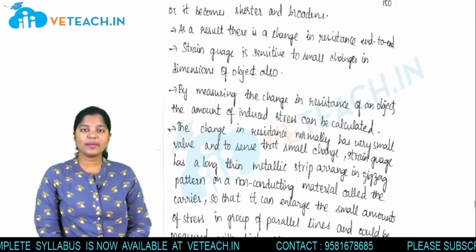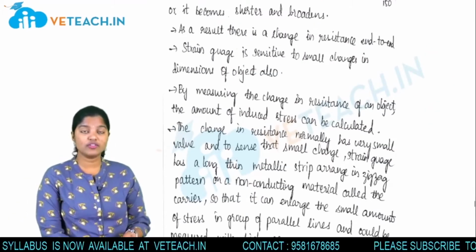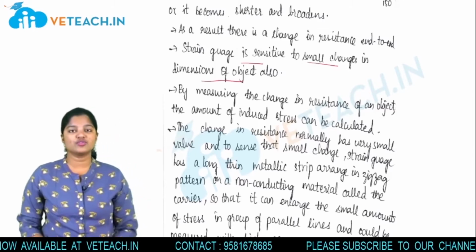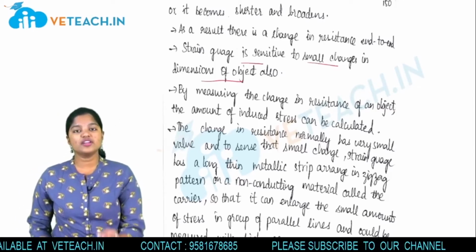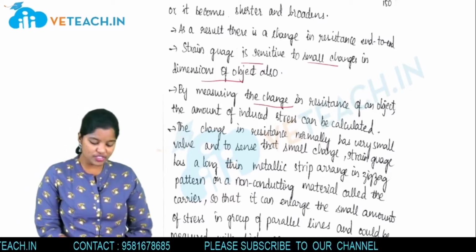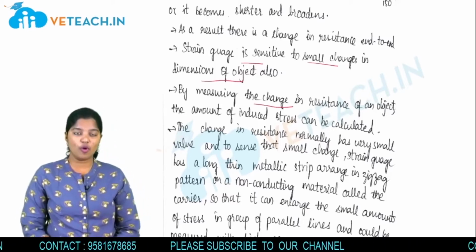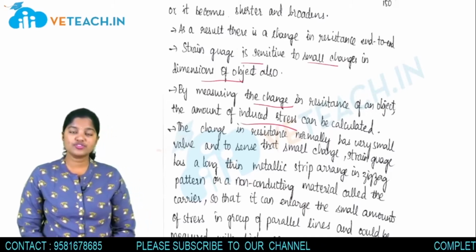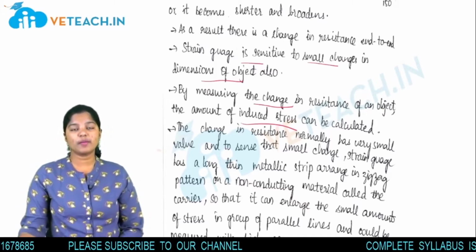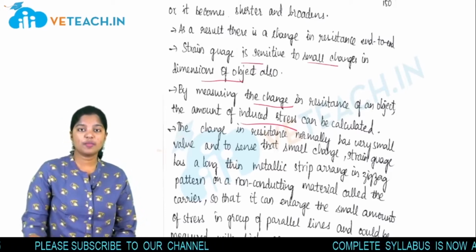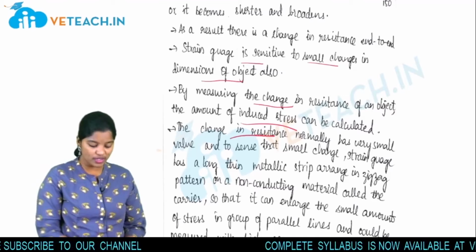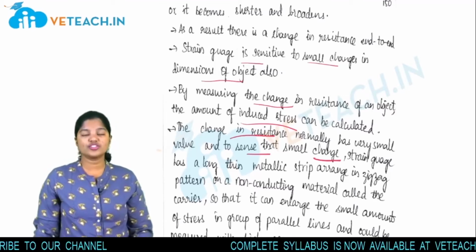As a result, what will happen? The resistance end to end will also change. So the strain gauge is sensitive to small changes in the dimensions of the object. Even for a small change in dimension, the strain gauge can measure that value. By measuring the change in resistance of the object, the amount of induced stress can be calculated directly, because the pressure applied is directly proportional to the change in shape of the object. The change in resistance is normally a very small value, and the gauge senses this small change.